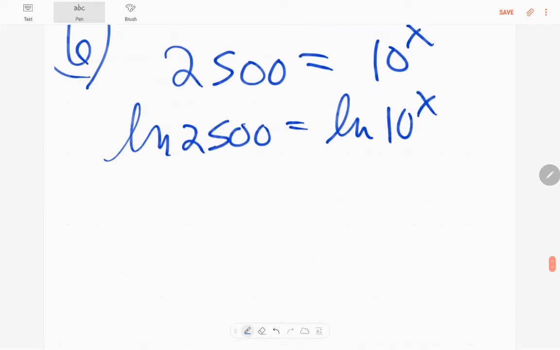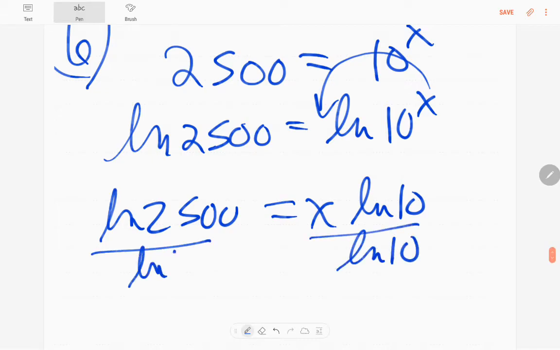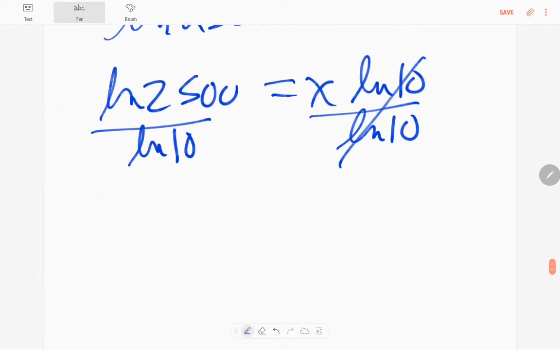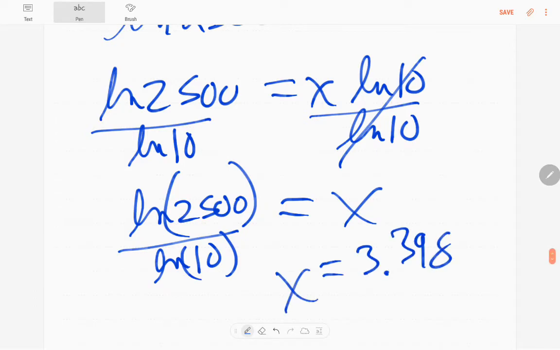And remember, the next key step after that is to use the power rule to bring the exponent out in front of the logarithm. And now get x by itself by dividing both sides by the coefficient of x, which is natural log 10. So be careful when you plug in the left-hand side into a calculator. Make sure you close the parentheses around the numbers. And that's what I get.